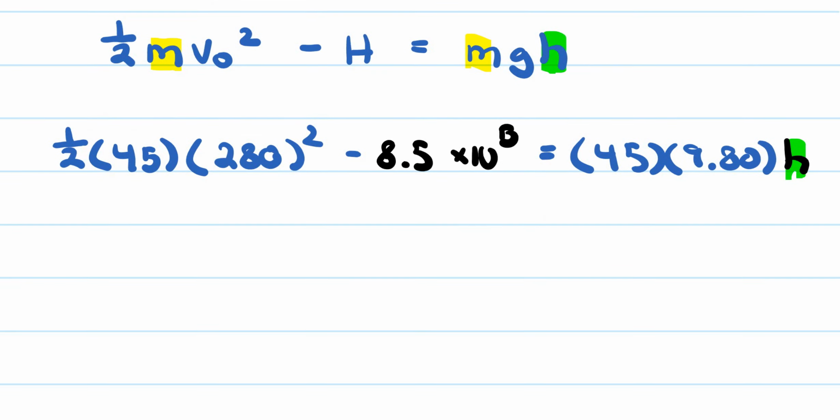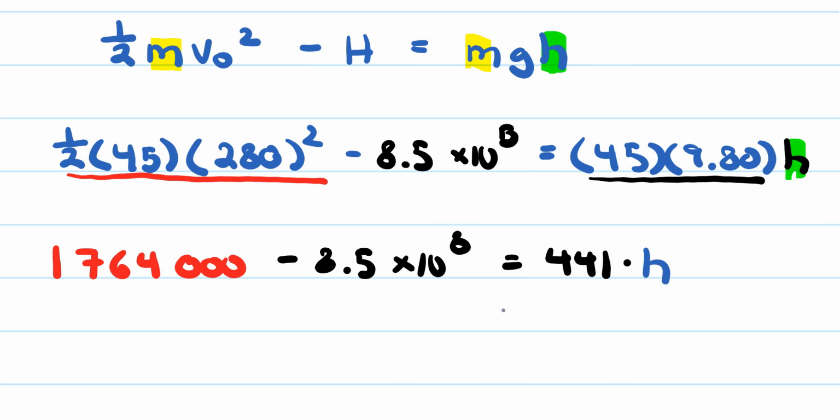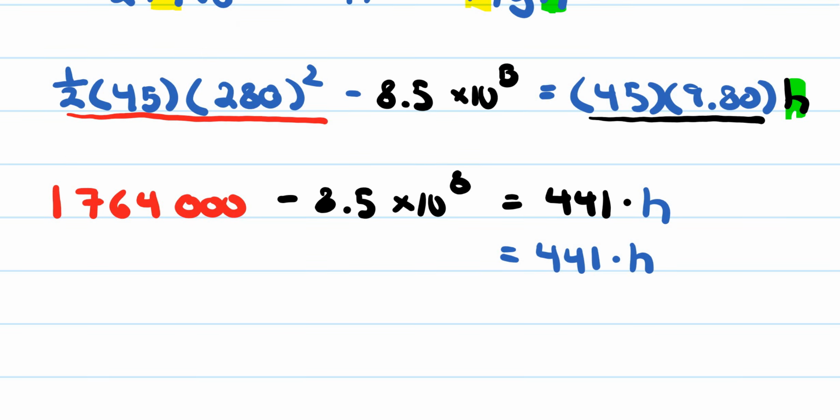Alright, so we should definitely have enough information to figure this out. My kinetic energy at the beginning, if I use a calculator, I get 1,764,000, and then minus the 8.5 times 10 to the 5. And then if I multiply 45 by 9.80, I get 441 times my height. Okay, so 441 times the height. And then on the left-hand side, I get 914,000 joules. And then you can just divide both sides of the equation by 441.